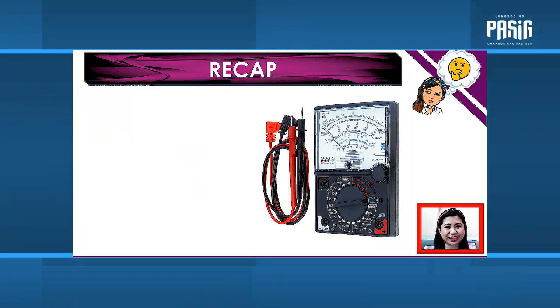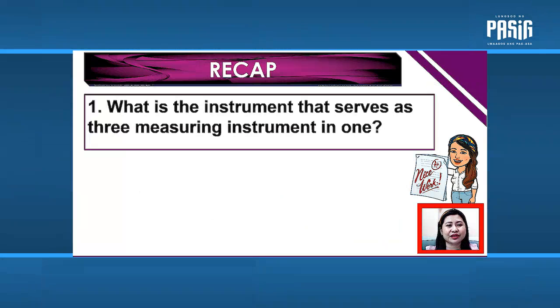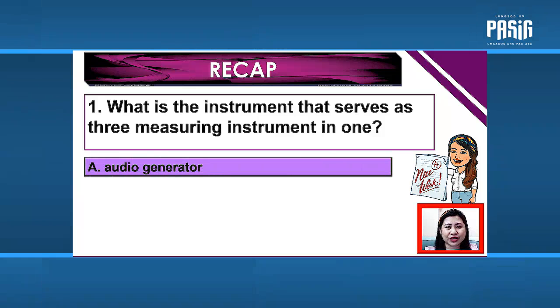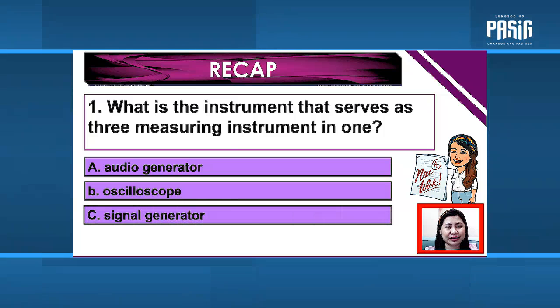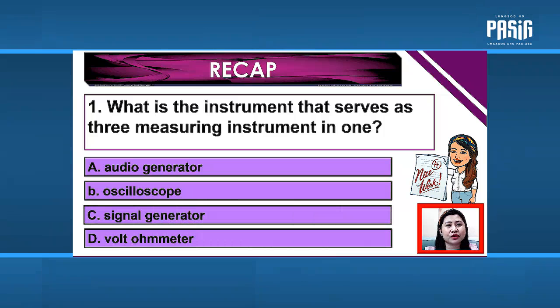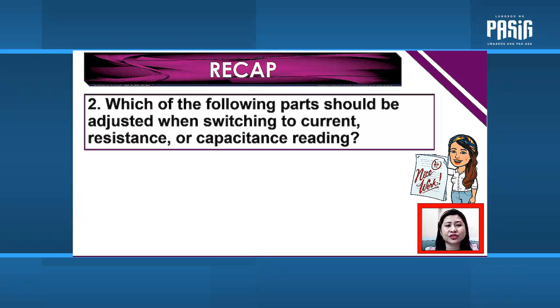Before we proceed with our today's lesson, let's have a recap of your lecture on maintenance of measuring instruments. Choose the letter of the best correct answer. Number 1. What is the instrument that serves as a 3 measuring instrument in one? A. Audio generator. B. Oscilloscope. C. Signal generator, or D. Voltmeter.